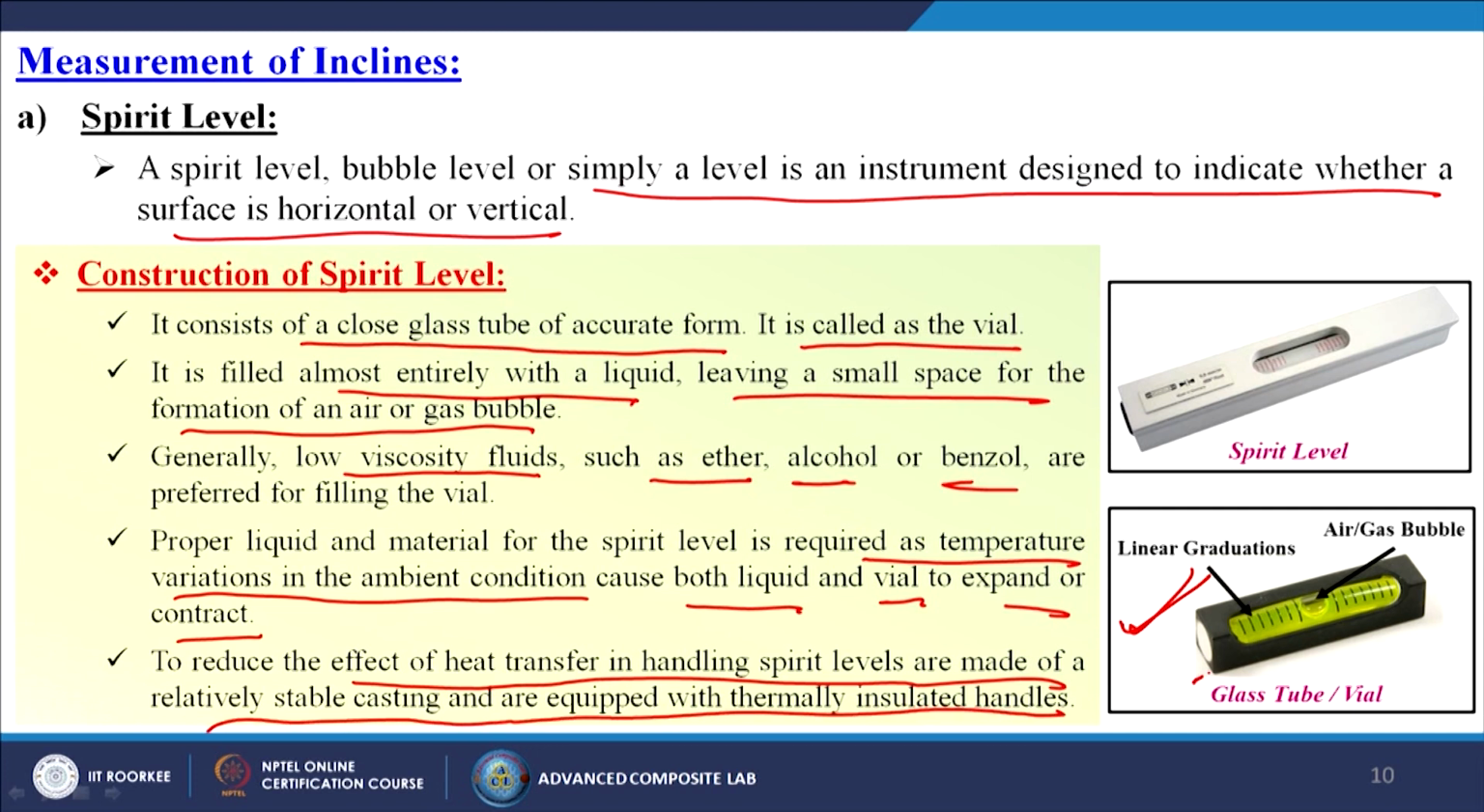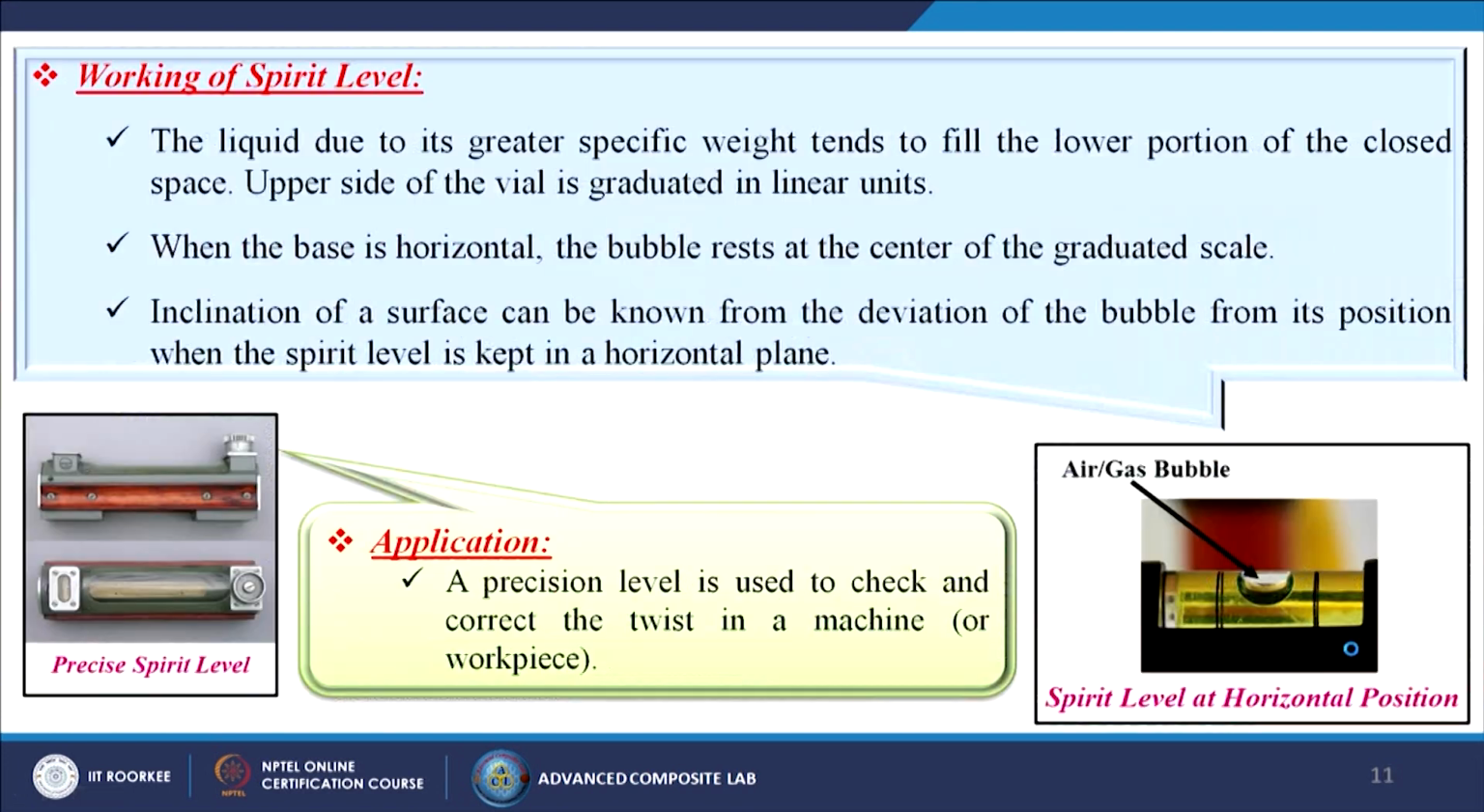So, simply, we put this onto the surface, and if the air or gas bubble lies within this range, it is perfectly horizontal. If it has some angle, the gas bubble will come to this side or that side. So, by movement of the gas bubble we can make it into the exact horizontal position. Generally we can adjust.